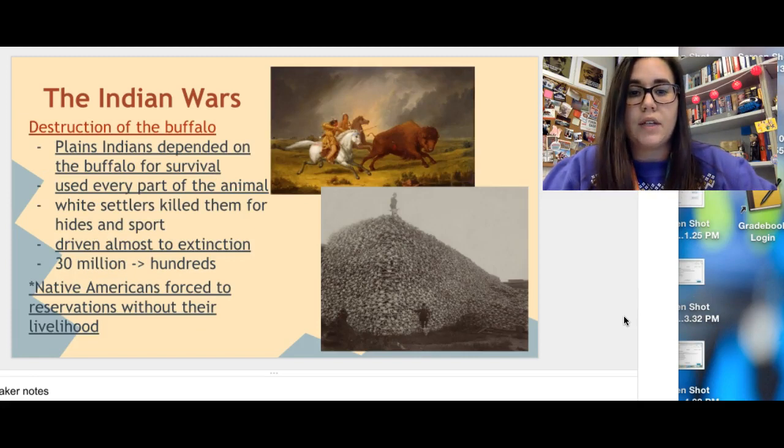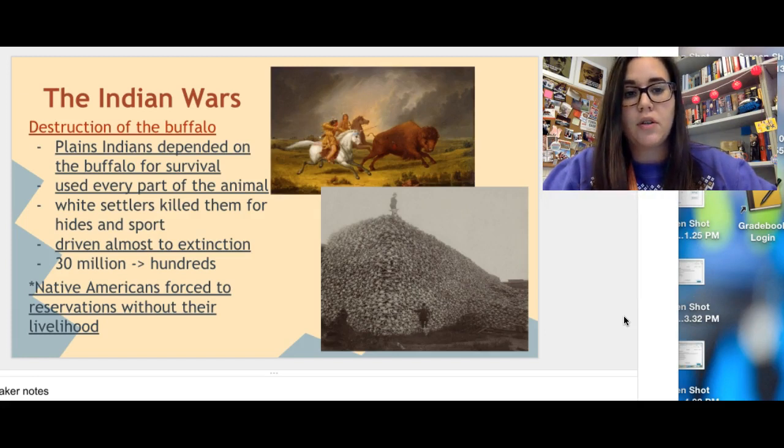Another way that we attempted to force Native Americans to give up their land and settle on reservations was destruction of the buffalo. Great Plains Indians such as the Sioux depended on the buffalo for survival. They used every part of the animal. Their hide was used for teepees and clothing. They used the meat to eat. We'll see a picture on the next slide that shows what all of the parts were used for.